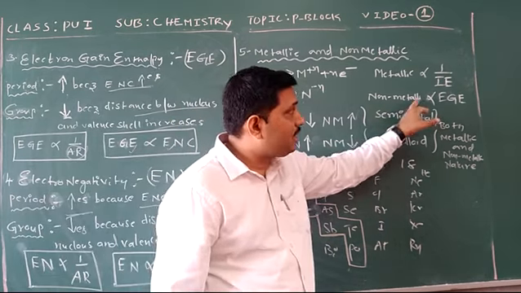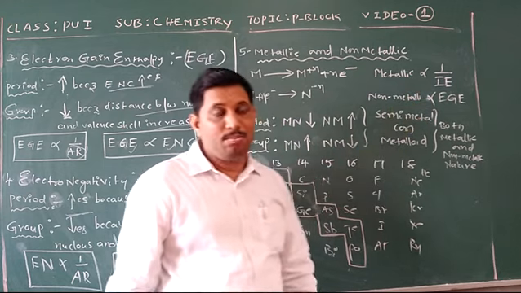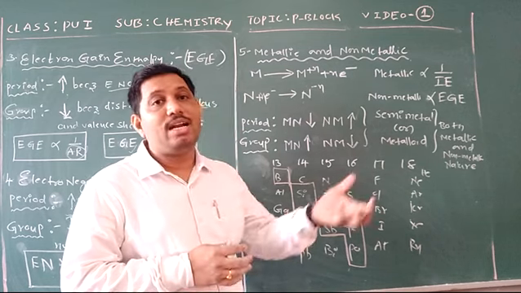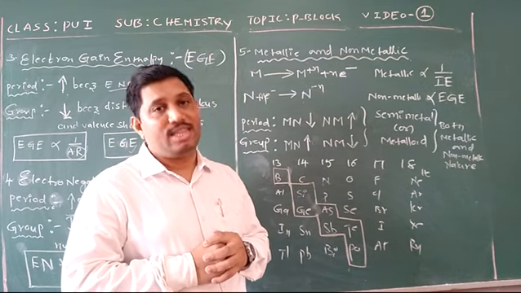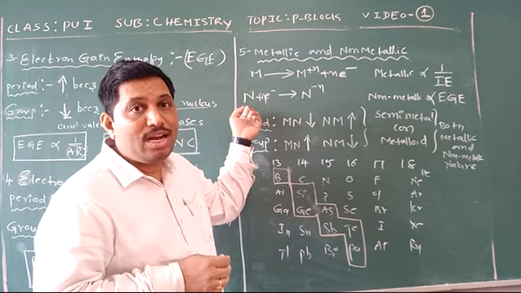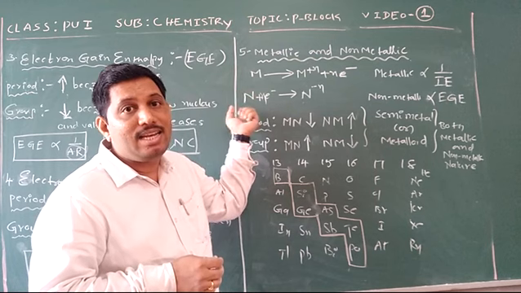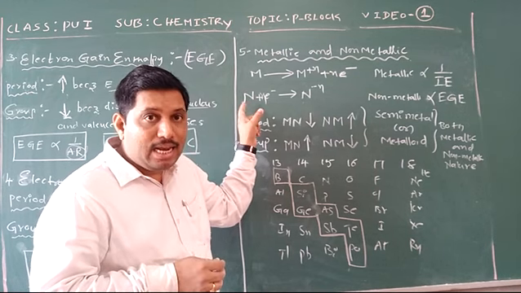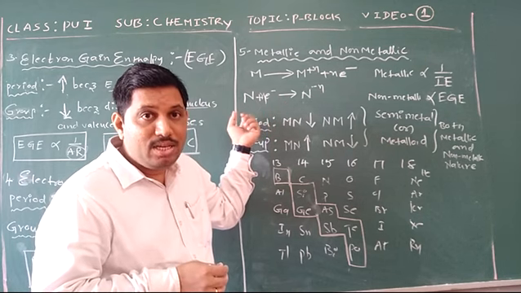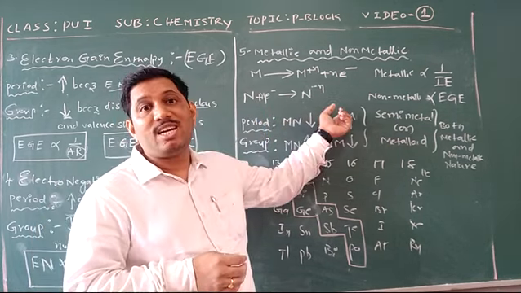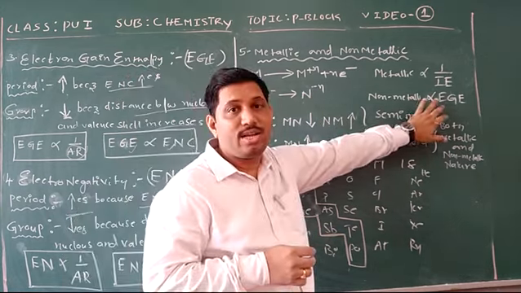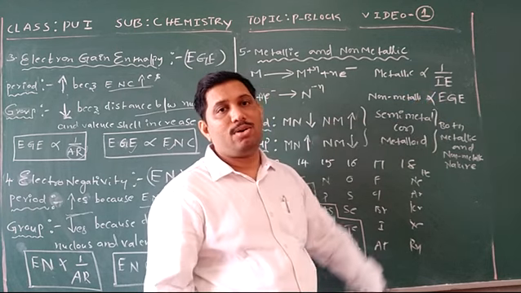Here the non-metallic character is directly proportional to electron gain enthalpy, because electron gain enthalpy means the amount of energy liberated when an electron is added to an isolated neutral gaseous atom. As the element has more electron gain enthalpy, it easily attracts the incoming electron to form a negative ion. As the electron gain enthalpy of the element increases, electron attracting capacity increases. Hence, non-metallic character will increase. Therefore, the non-metallic nature is directly proportional to the electron gain enthalpy.